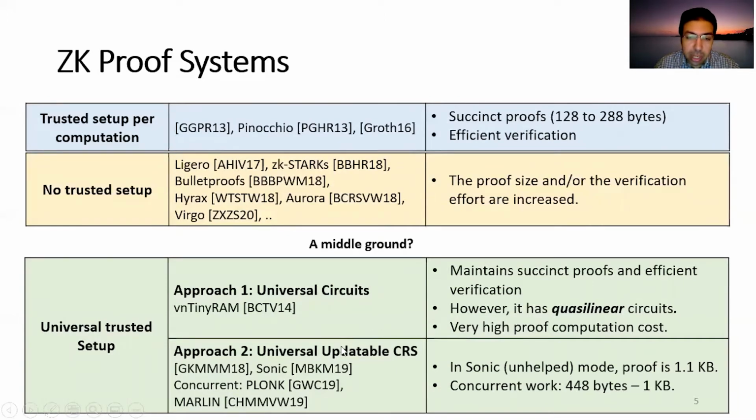The second approach is based on universal updatable CRS. An example system is Sonic, which provides a proof of 1.1 kilobytes in its unhelped mode. There is also concurrent work like Plonk and Marlin, which also provide short proofs ranging from 400 bytes to 1 kilobyte.